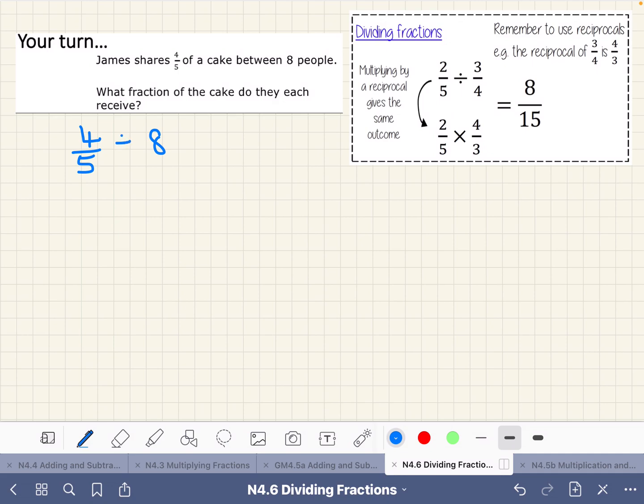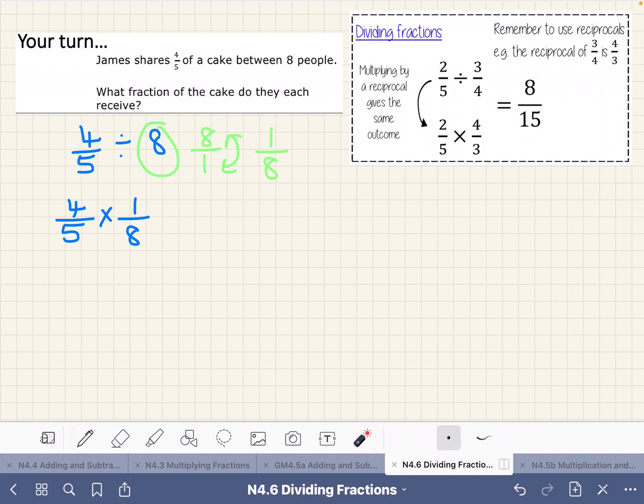Share should make you think of the word divide. We have a fraction divided by a whole, which means we need to represent this as a fraction. 8 is the same as 8/1. And dividing by a fraction is the same as multiplying by the reciprocal. So we're looking to make this into the reciprocal by saying we have 1/8. Our calculation now is 4/5 multiplied by 1/8.